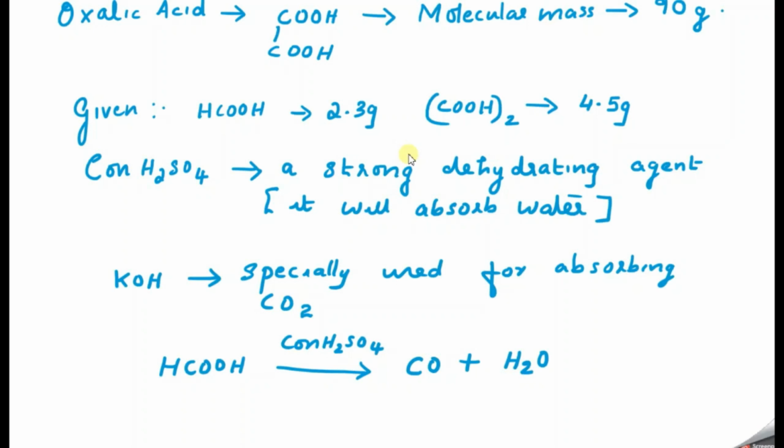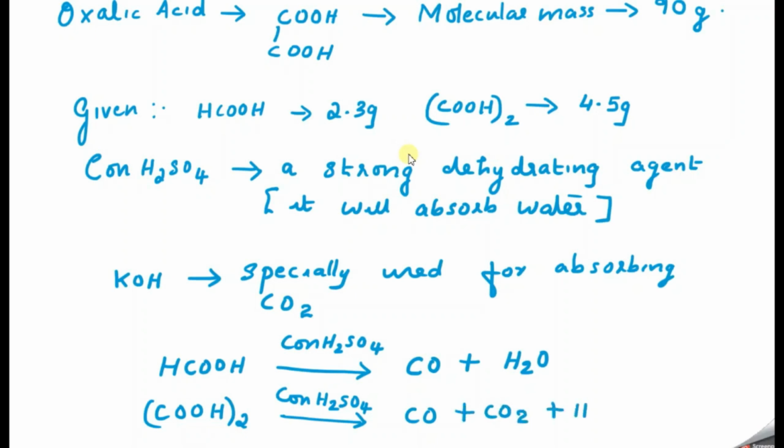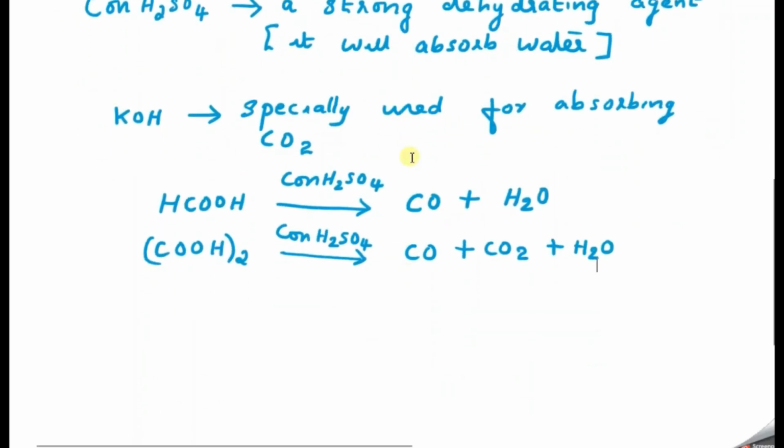So similarly, next is (COOH)2, that is oxalic acid. It is treated with concentrated H2SO4, correct? So what will be formed? Carbon monoxide plus carbon dioxide plus water. This will be the output product. Okay, so we will do the calculation in another color.